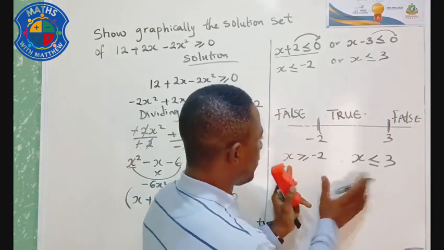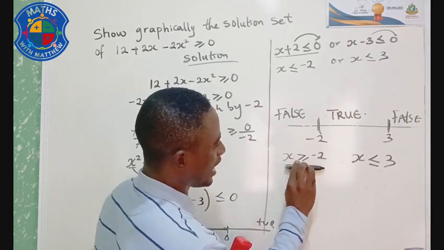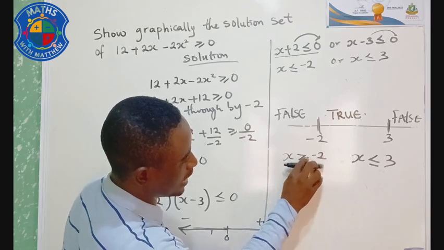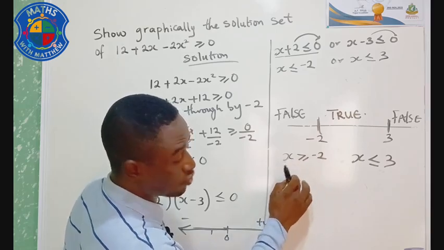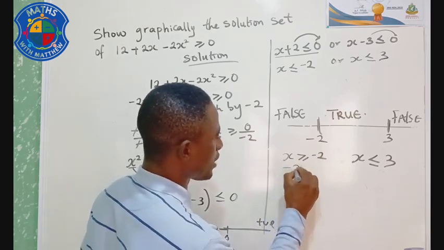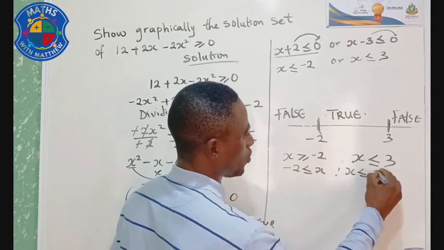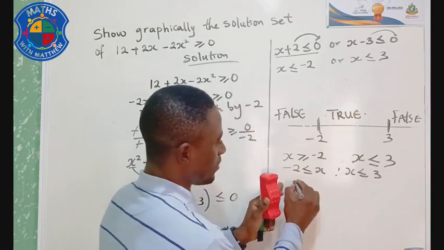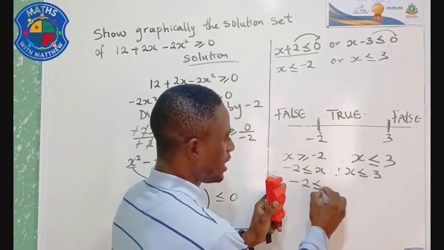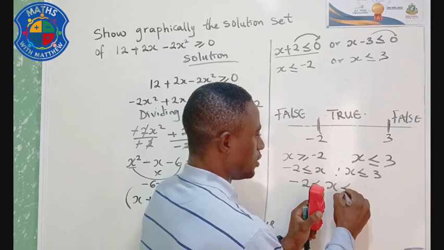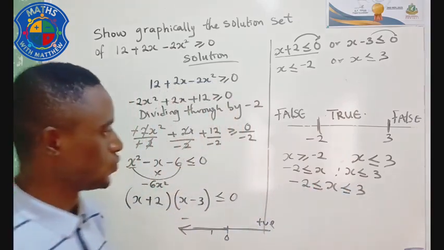Now, if you want to put this together, imagine I have x greater than or equals to minus 2. If I turn it like this, minus 2 is coming here, then turn to less than. So I can see minus 2 less than or equals to x, and my x less than or equals to 3. So I can make these two together by saying minus 2 less than or equals to x, then the same x less than or equals to 3. Do you understand now?